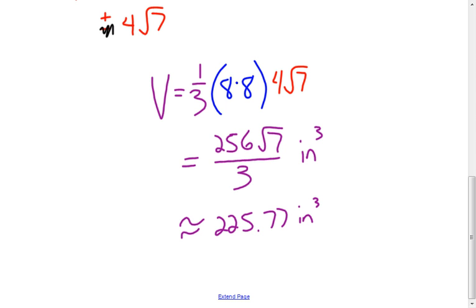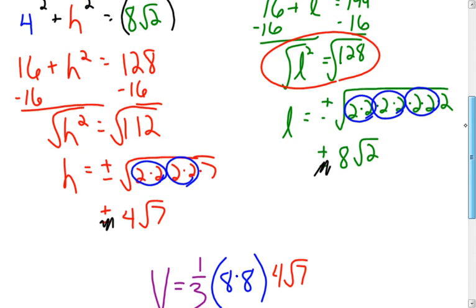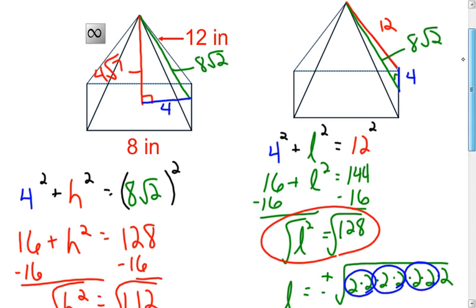cubic inches. So yes, that problem's a little bit in depth, just because we had to use the Pythagorean theorem a couple times to actually calculate the length of the height. But once we had the length of that height, then it's just a matter of plugging it into the formula. 1/3 area of the base times height.